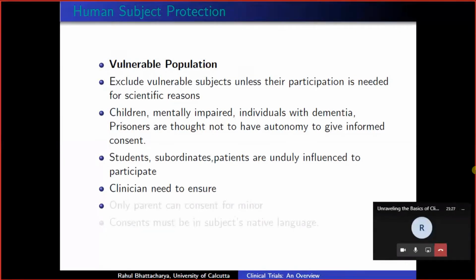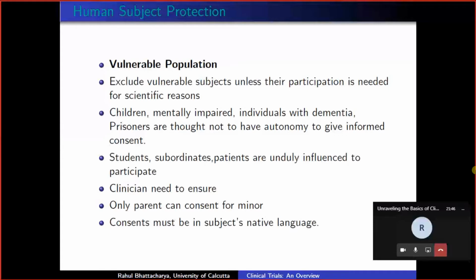So clinicians need to ensure only a parent can consent for a minor, and consents must be in the subject's native language so that the participant can understand what is going on in this trial and what is expected from him. So this is all about human subject protection.